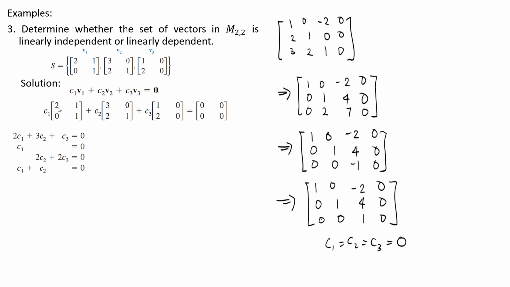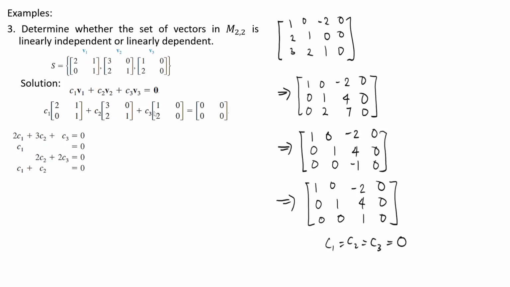So this is 2c sub 1 in the a sub 1,1 position, plus 3c sub 2, plus c sub 3 equals 0. And then c sub 1 plus 0, 0, so that's just equal to 0. And then 0 c sub 1, so you may not write that one anymore.